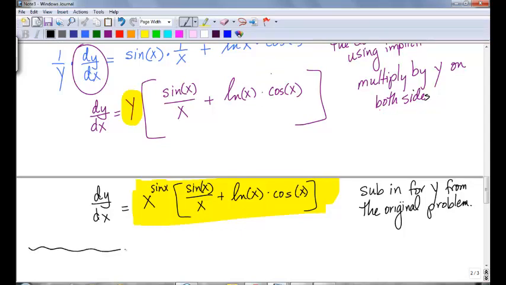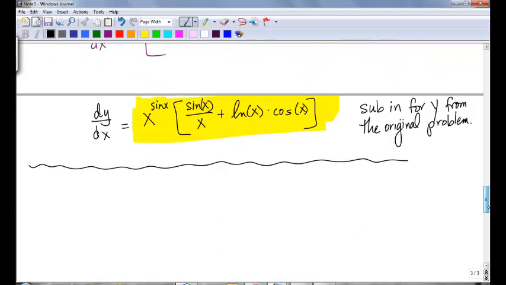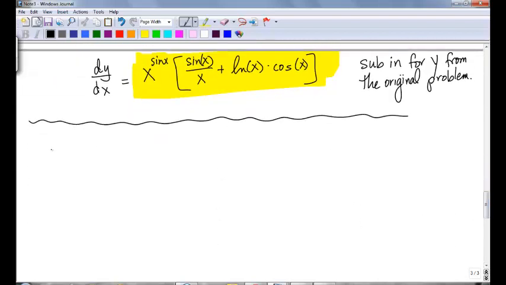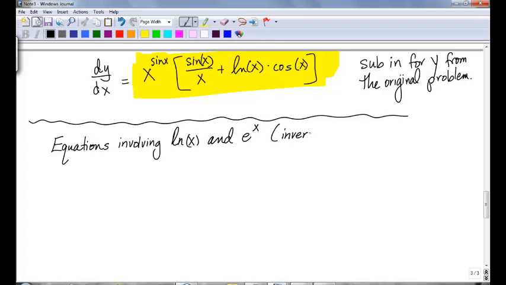Okay, draw another little separator. I'm going to go through a few more equations, and we're going to add a couple of these to the card. These are equations involving the natural log of x and e to the x power. Remember, they are inverses of each other. We did that in the notes earlier. If you graph them, they're symmetric with respect to the line y equals x. Okay? What if I give you y equals e to the x power?